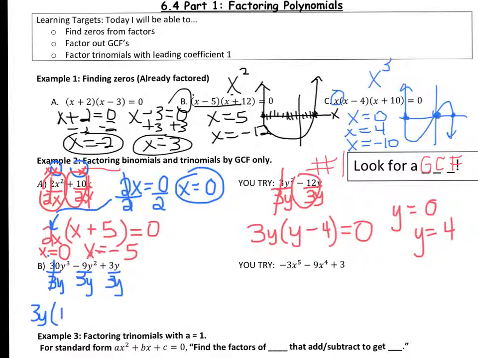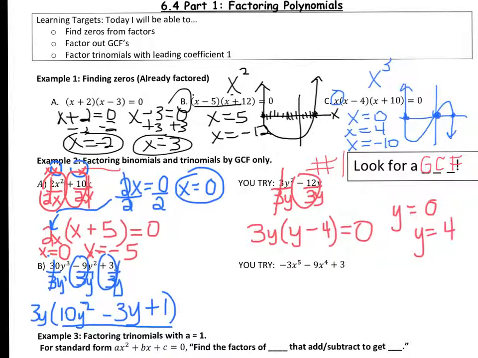30 divided by 3 is 10. Y to the third divided by y to the first is y to the second. Negative 9 divided by 3 is negative 3, and y squared over y to the first is y. And plus 3 over 3 will give us plus 1, and the y's cancel out. And that's as far as we'll take that one because we haven't learned how to factor things like this yet, and it's actually not going to be one that you could do any further anyway.